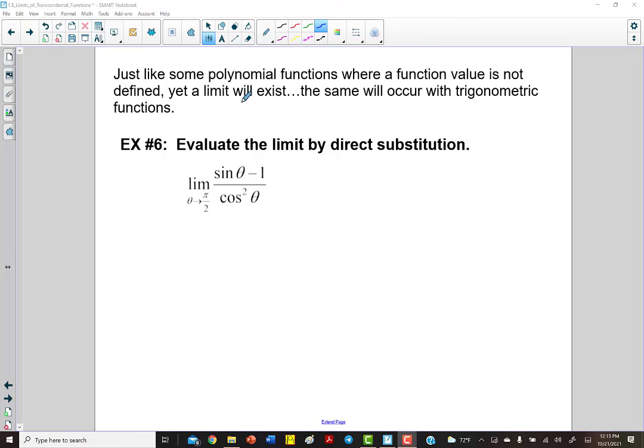Now, just like some polynomial functions, we can have a function value where the limit will exist even though by direct substitution we have some issue, maybe indeterminate form. And we can see that here. When we substitute pi over 2 for theta, sine of pi over 2 is 1, and 1 minus 1 gives us a numerator of 0, and the cosine at pi over 2 is 0, so in the bottom we have 0 squared, and that likewise gives us 0 for the denominator, so we have indeterminate form here.